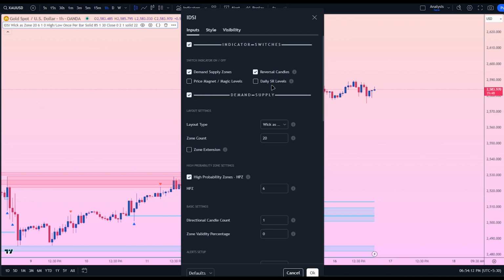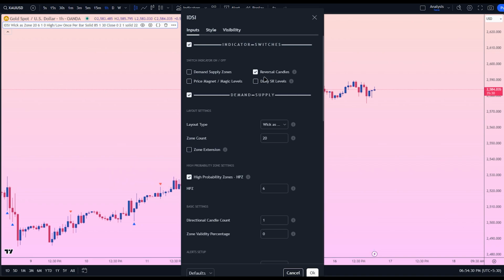These are the 4 main modules of the institutional demand and supply indicator, and you can choose which ones you want to display on your chart. For example, if you click on the demand and supply zones option, it will automatically plot those zones on your chart. If you click it again, it will turn off the zones.